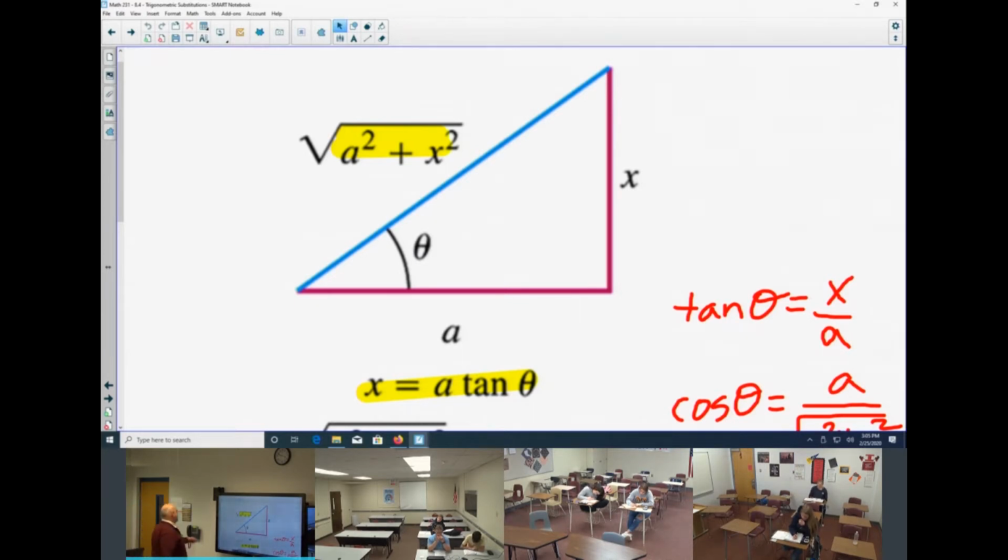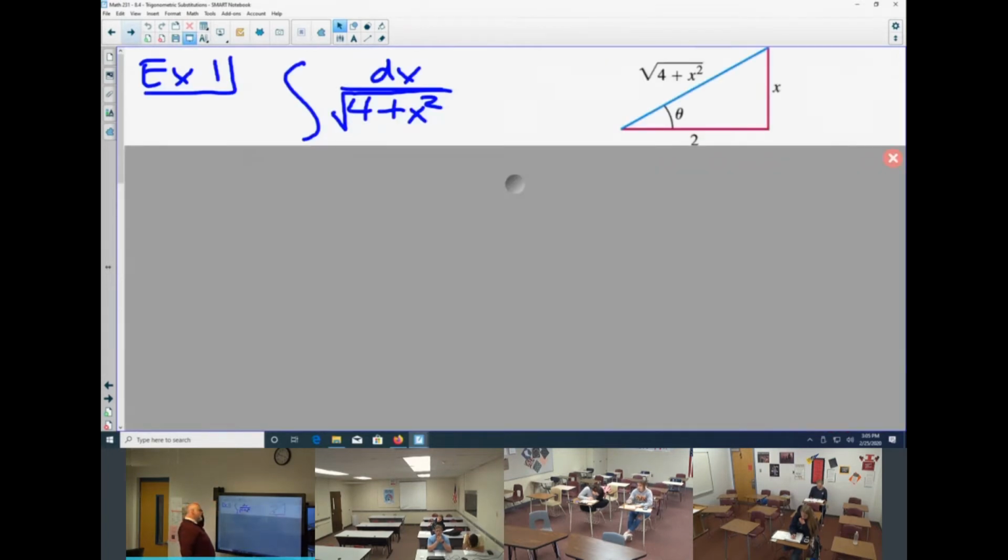Okay, so let me show you how this is going to work. Let's say I had this. When you see this, it's like 2 squared plus x squared underneath the radical. Then you're going to want to draw the triangle so that this radical is the hypotenuse, and then x is one side and 2 is over here. So 2 squared plus x squared is the square root of 4 plus x squared. So you would draw the triangle.